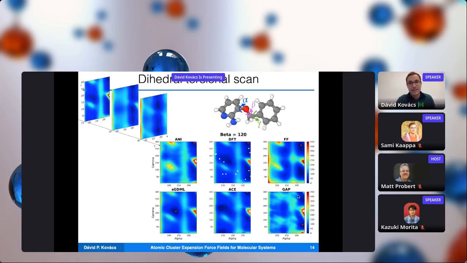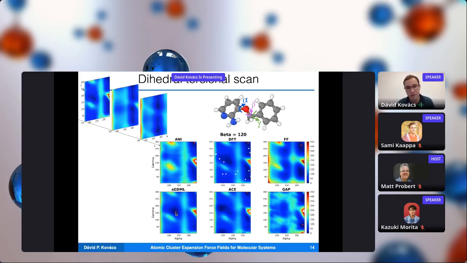And then as a last test, we also looked at this dihedral torsional scan. So what happens if we fix the beta angle and then we scan through different versions of alpha and gamma? So basically we do these rotations. And then what we find is that compared to DFT, the ACE and the SGDML are the ones that are kind of very faithfully reproducing the features of this torsional energy landscape.